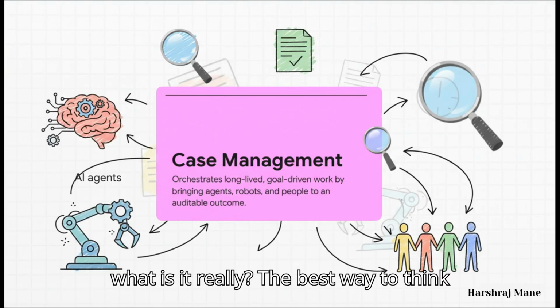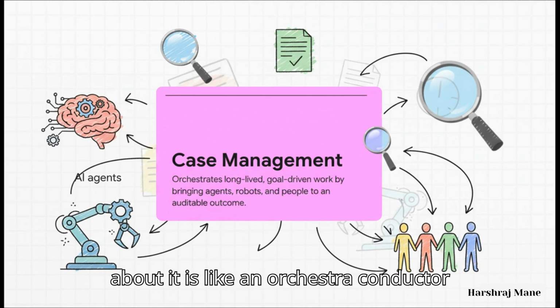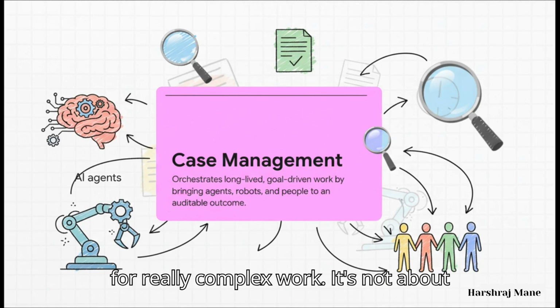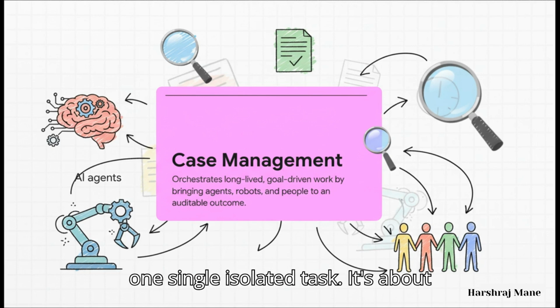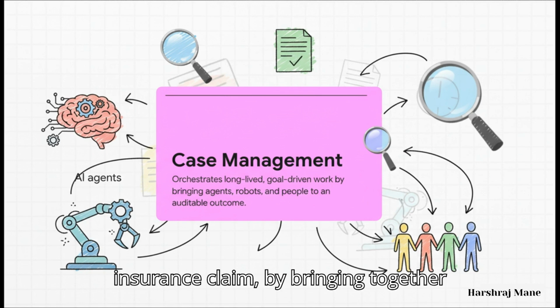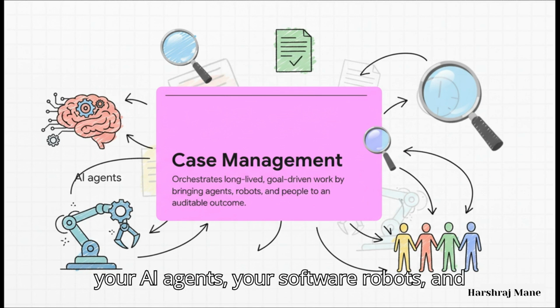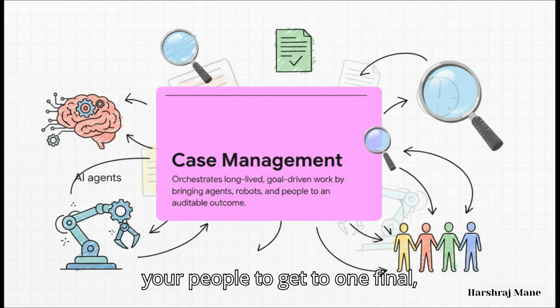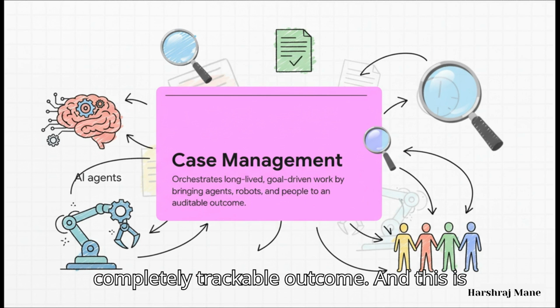Okay, so what is it really? The best way to think about it is like an orchestra conductor for really complex work. It's not about one single isolated task. It's about managing the entire situation, like that insurance claim, by bringing together your AI agents, your software robots, and your people to get to one final, completely trackable outcome.